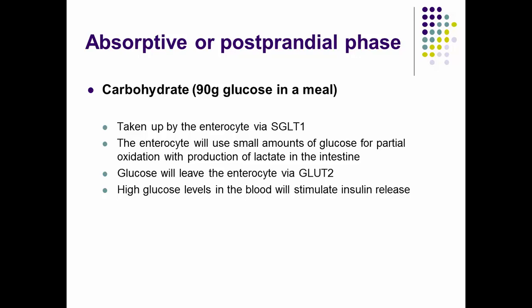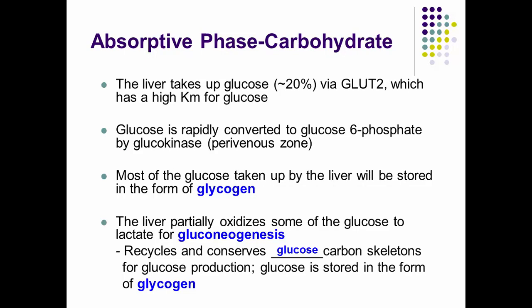And once we eat a meal, the most important thing is that we increase the blood glucose levels, which will stimulate insulin secretion from the pancreas. So how is carbohydrate distributed or metabolized in the different tissues in our body? First of all, the liver takes up about 20% of the glucose that is absorbed into the body.